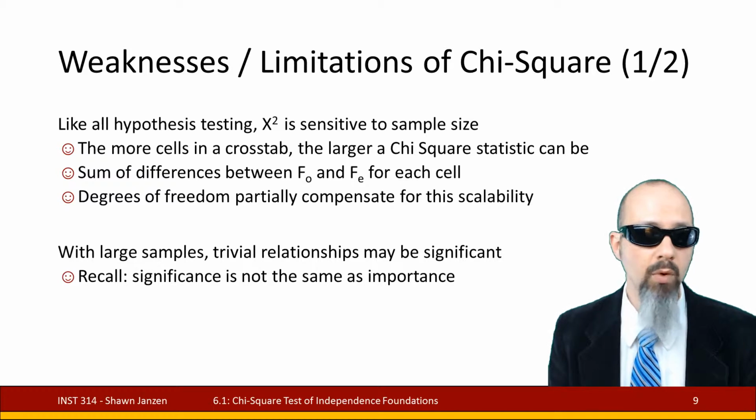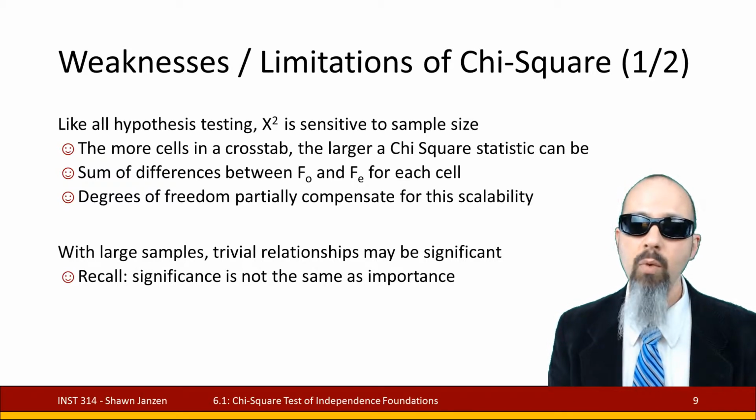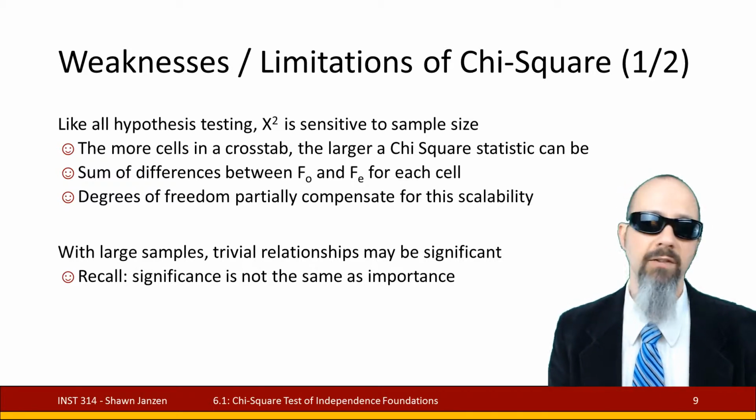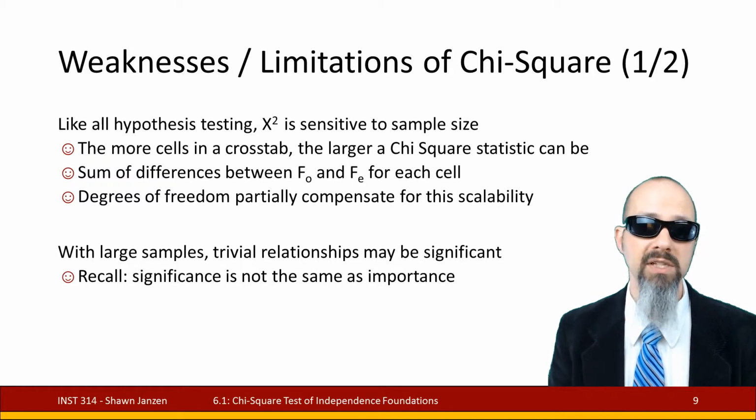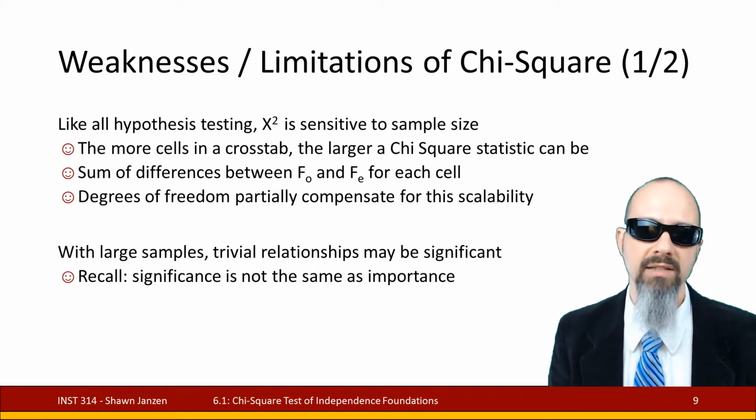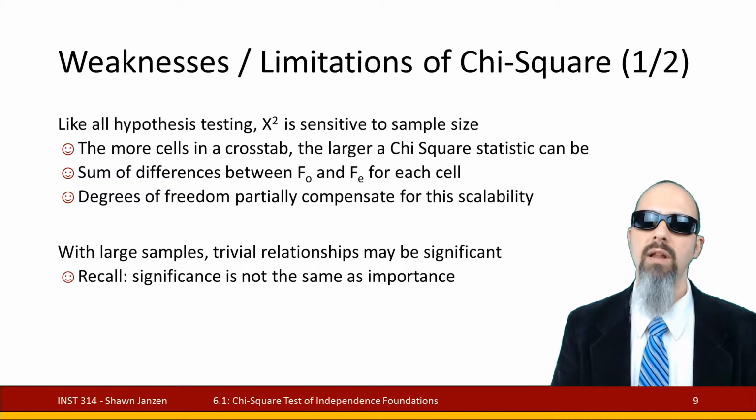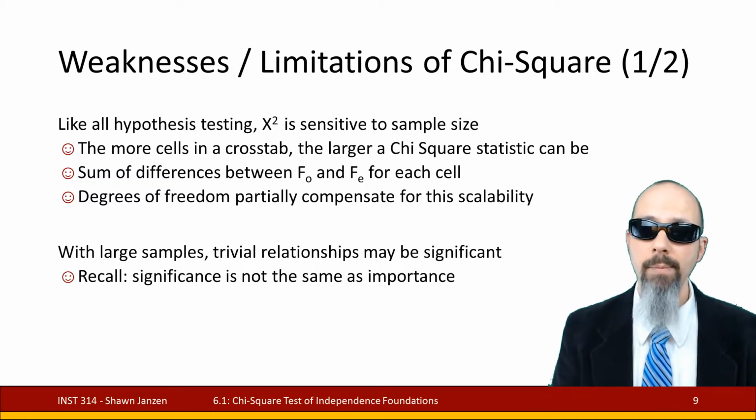So the more cells that you have in a table, the more opportunities we have to find differences between frequencies observed and frequencies expected, and they sum across the table. It becomes a sort of snowballing effect. So even small differences can continually sum up into a larger number as we get across the way.